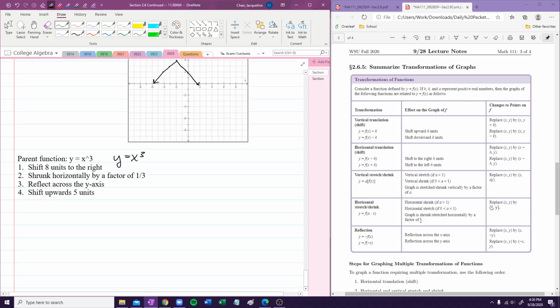We want to find a function that has all of these shifts. First, it says shift 8 units to the right. When you have a horizontal shift, remember it's represented by f of x minus h. We have to think about the wording. When we shift 8 units to the right, we're going more positive, so h is positive 8. Then we have f of x minus 8. If I represent this as f of x, then this becomes x minus 8 cubed.